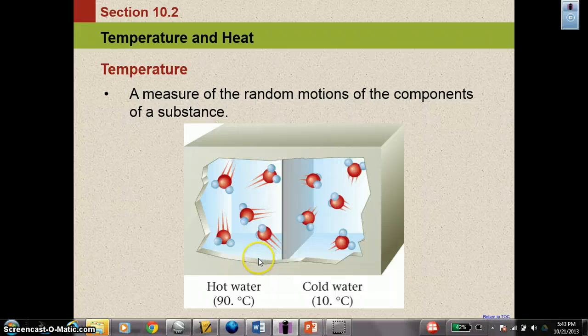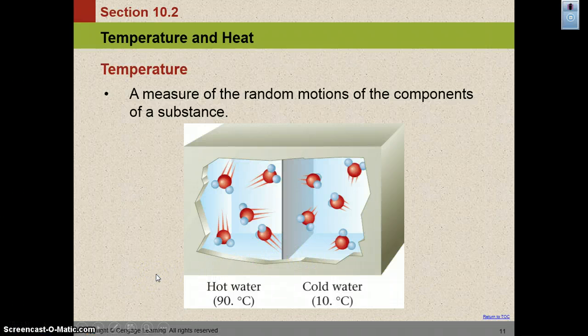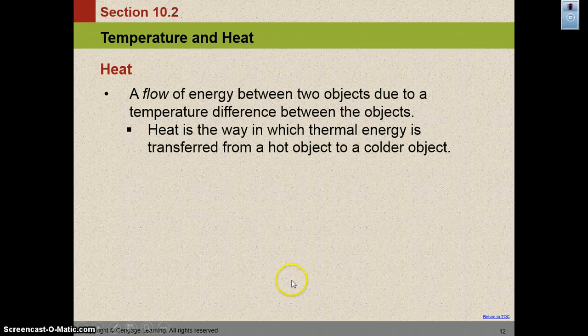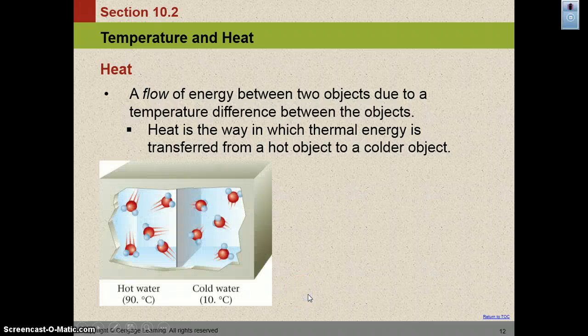So with this heat transfer from the 90 degree water to the 10 degree water due to the motion, how are we going to measure that heat transfer? Well, we're going to measure that heat transfer by taking the temperature. So let's look at heat. Heat is a flow of energy between two objects due to a temperature difference, and it's the way in which thermal energy gets transferred. And we always go from a hot object to a colder object. So if we look at this reaction vessel that we looked at before, we have hot water on one side and cold water on the other, and if heat can be transferred through this plate in the middle, what is going to be the final temperature of this system?